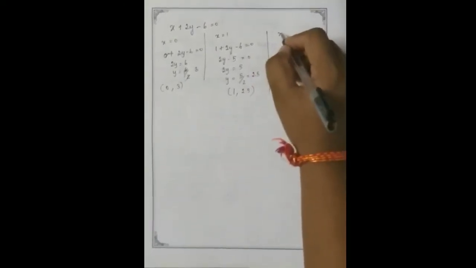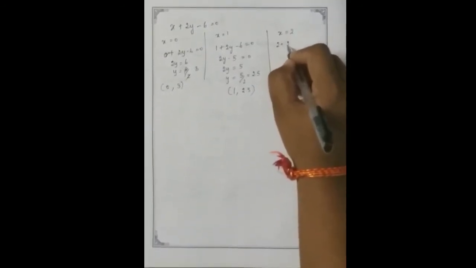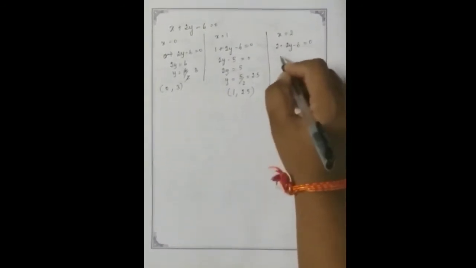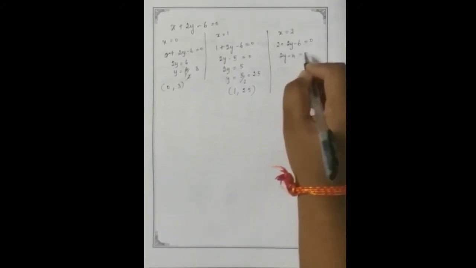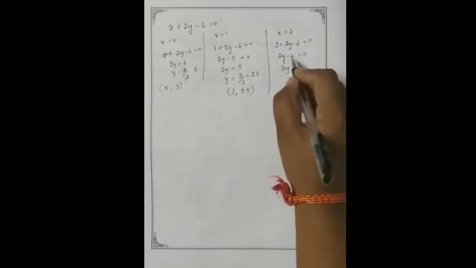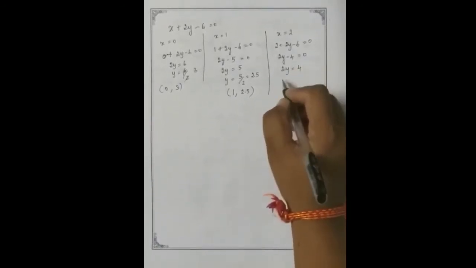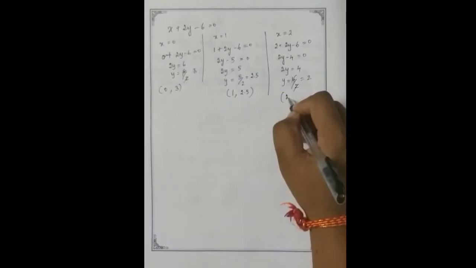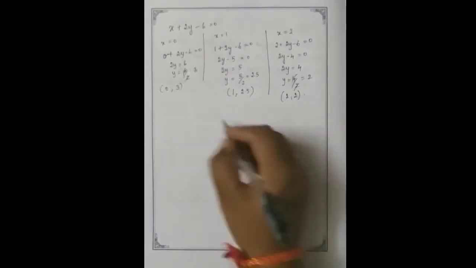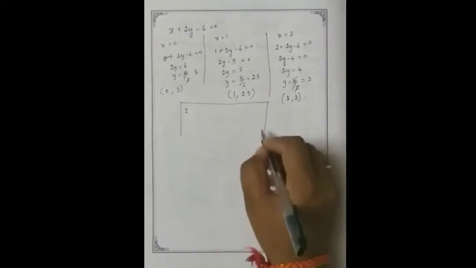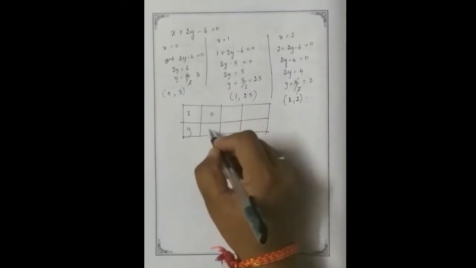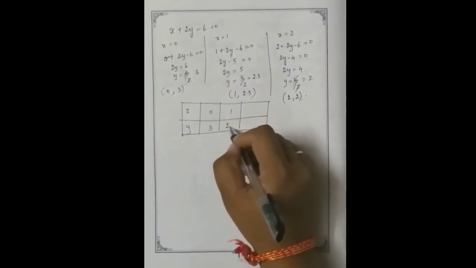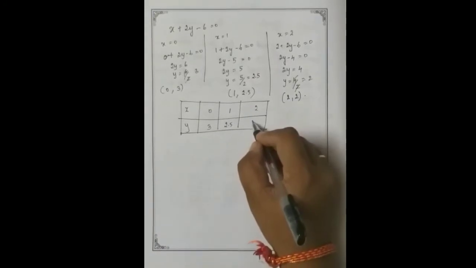Similarly, for the third value, x is equal to 2, 2 plus 2y minus 6 equal to 0, that becomes 2y plus 2 minus 6, which is minus 4, equal to 0. 2y is equal to 4 because the minus 4 becomes plus 4. Y is equal to 4 by 2 is equal to 2. When x is equal to 2, the value of y is also 2. So now we can form a table for this linear equation. It becomes x 0, y 3, x 1, y 2.5, x 2, y also 2.